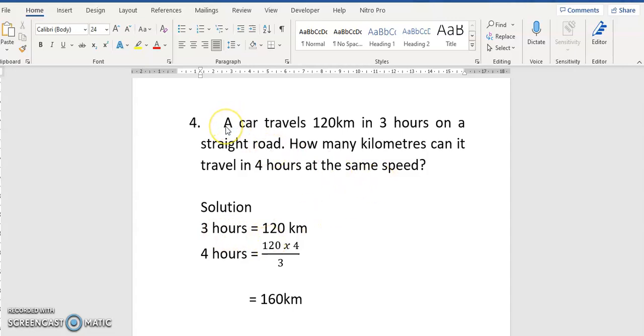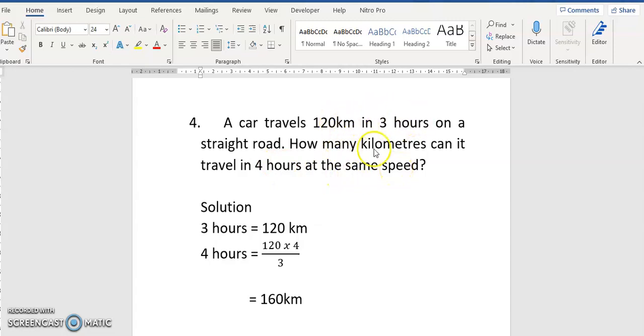Okay, now let's look at a question on rate. A car travels 120 kilometers in 3 hours on a straight road. How many kilometers can it travel in 4 hours at the same speed?